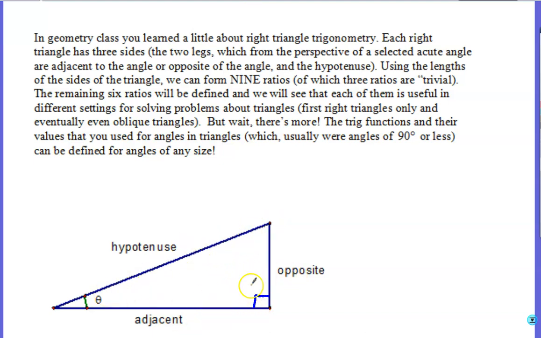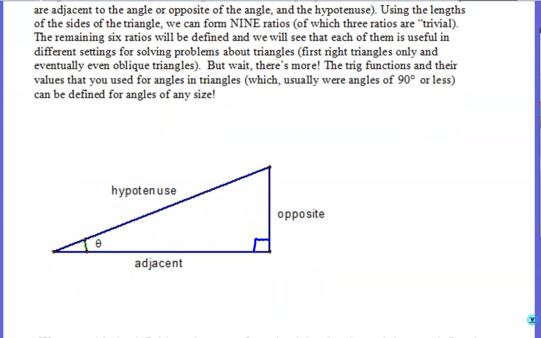And then the other two sides are labeled according to which angle you use as your reference. So like if I use this angle, this leg is the adjacent side and this leg is the opposite. If I were to move that angle over here, then they flip. So if you use the lengths of the sides of the triangle, you can actually make 9 ratios, but 3 of those are pretty trivial, so we don't really use those. So that means we have 6 left that we are going to define and use to problem solve.